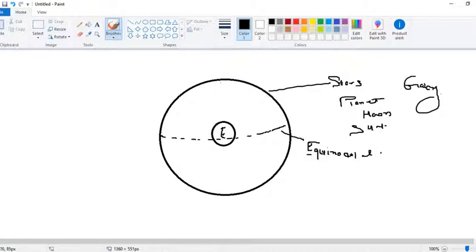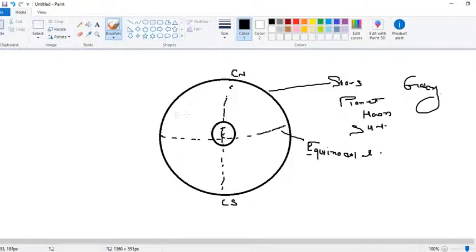What is celestial north? There is a north and south pole of the celestial sphere, same like Earth. The definition is when we produce the axis of the Earth, suppose this is the axis of the Earth, and where it meets the celestial sphere, these are your celestial north. This is your celestial south.